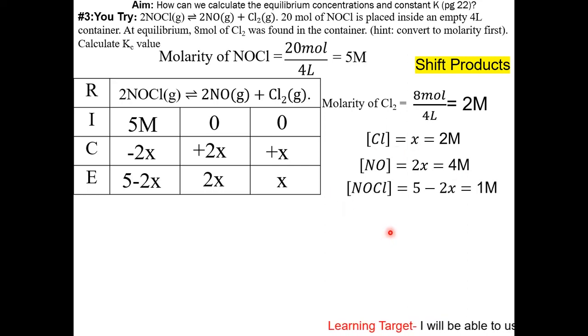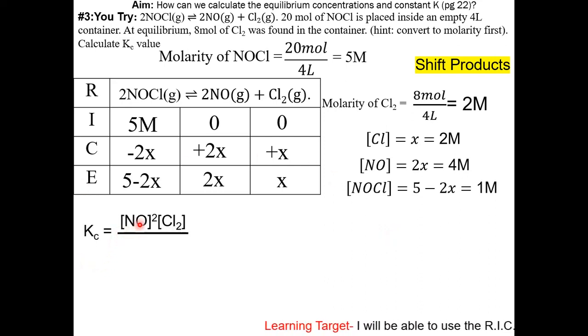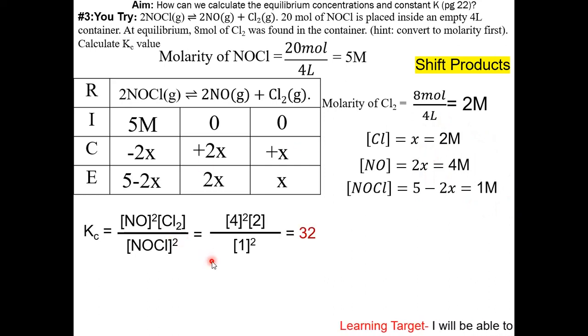The next step is to set up the K constant equation. K is equal to NO squared times Cl2 over NOCl squared. Next, you plug in the equilibrium concentration into the K constant equation. K is equal to 32.